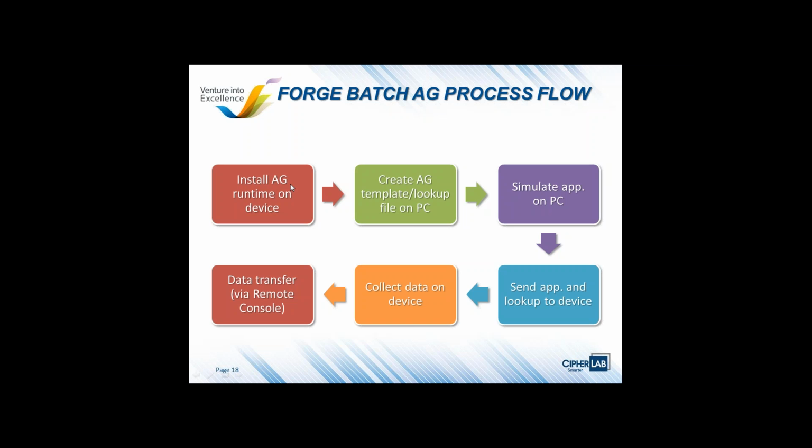First you need to install the AG runtime on your mobile device. Okay, and then you use the PC utility to create an AG template. Many customers also have lookup files, which are basically databases that they maintain that contain all of their, for instance, items and price and quantity and item description, so on. These kinds of database files. And after you finish creating your application, you can simulate it on the PC to see if everything is correct.